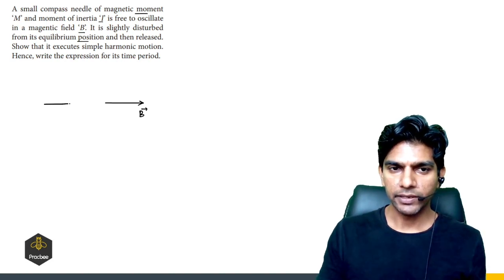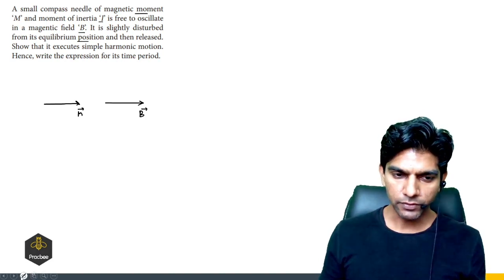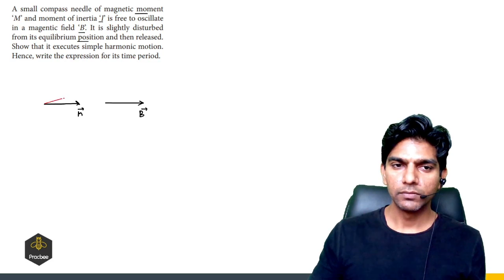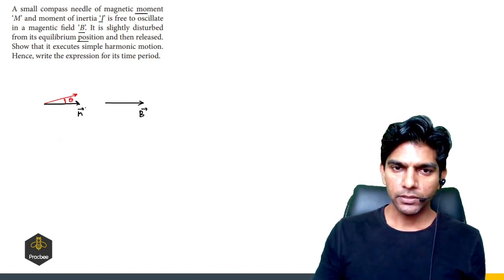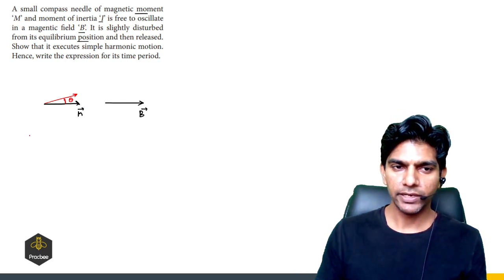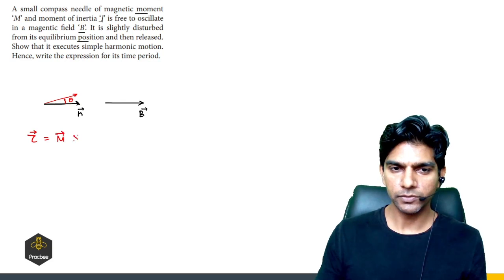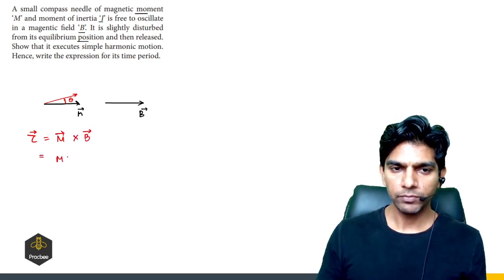And earlier there was a magnetic dipole which was pointing in the direction of the magnetic field. Now what we have done, we have slightly rotated or deflected this dipole by a small angle, theta. Theta is very small. So now there is an angle between the magnetic dipole moment and the magnetic field, and we know that the torque experienced by the magnetic dipole will be given by m cross B, right? M cross B, and this can be written as mB sin theta in terms of magnitude.